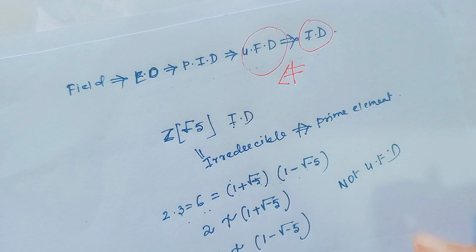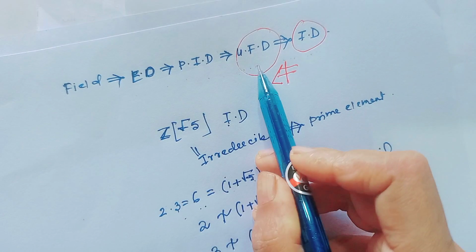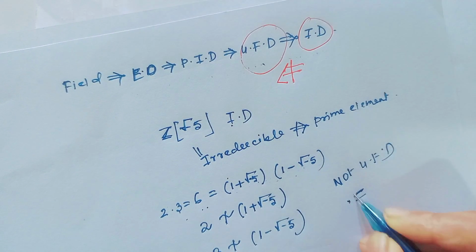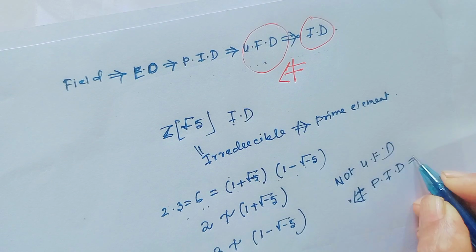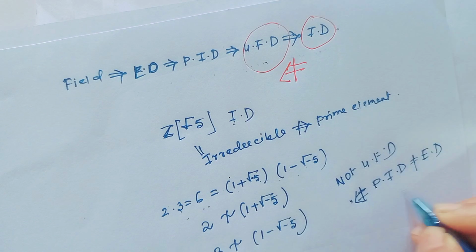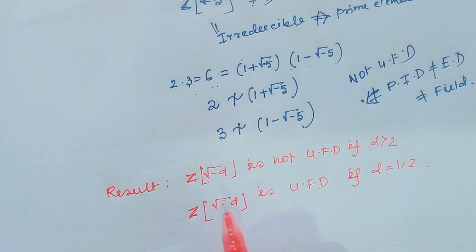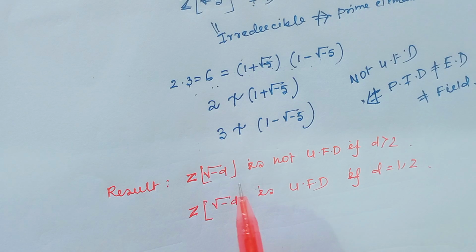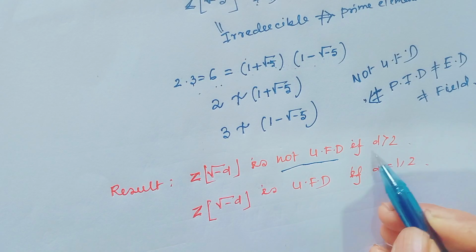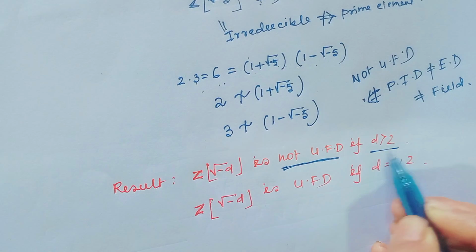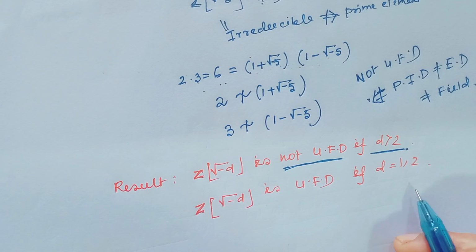Also, since P.I.D implies U.F.D always, and this is not U.F.D, that means the converse, this is also not P.I.D, not Euclidean domain, not a field. Okay, this is a nice result. Actually Z square root of minus d is not U.F.D when d is strictly greater than 2, and U.F.D only when d equals 1.